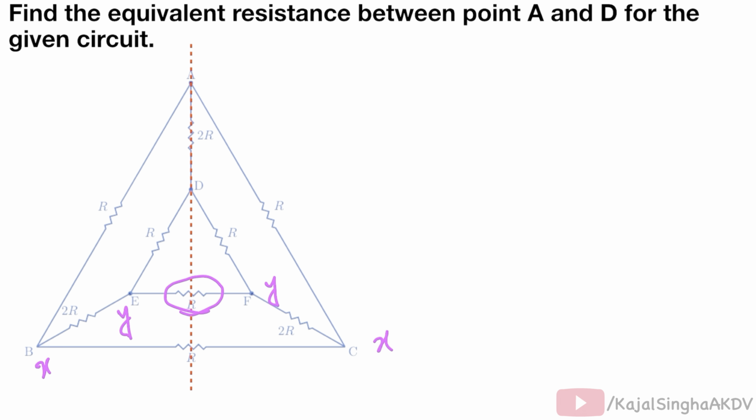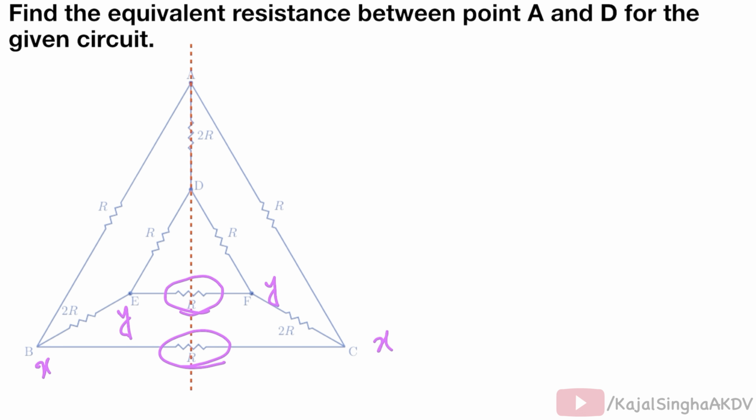Same is the case for the resistor which is connected between B and C. This resistor also has zero potential difference between its ends. So this resistor can also be ignored from the circuit.